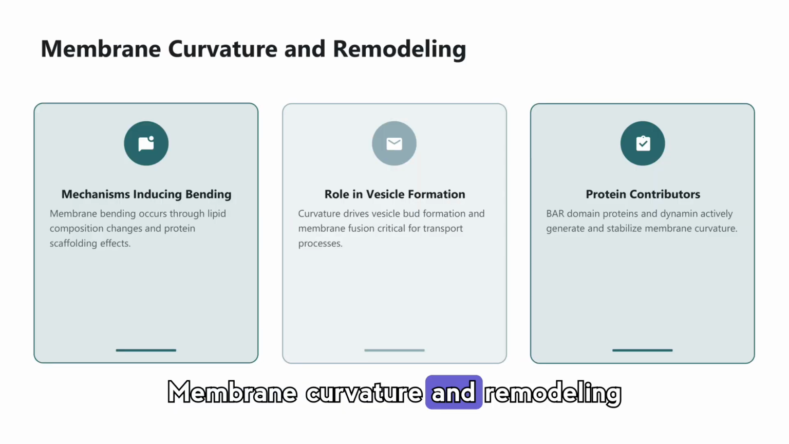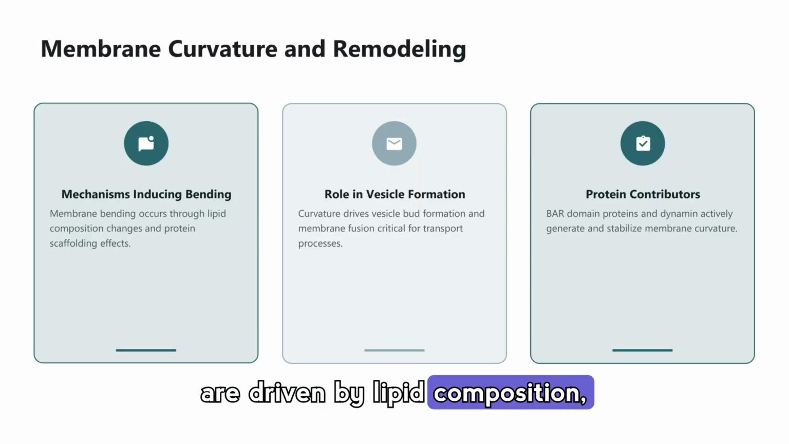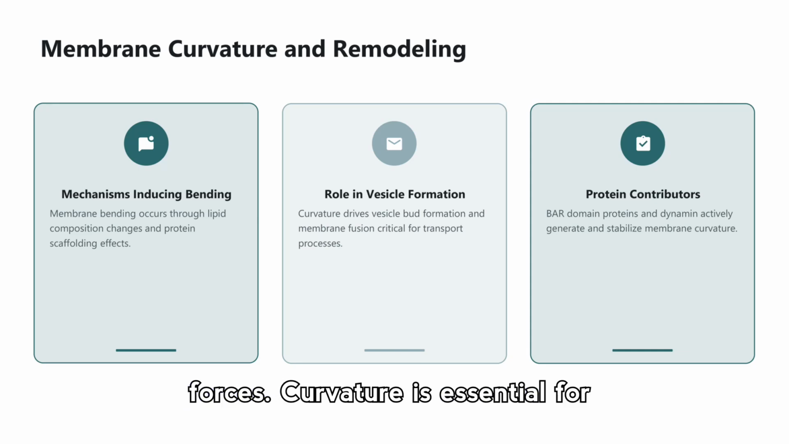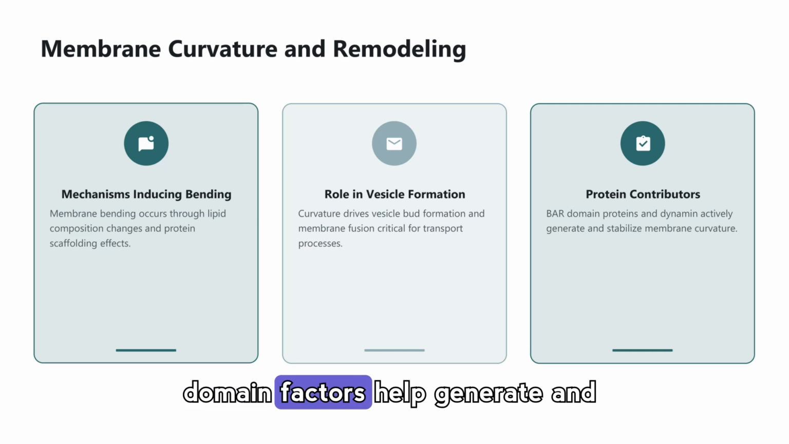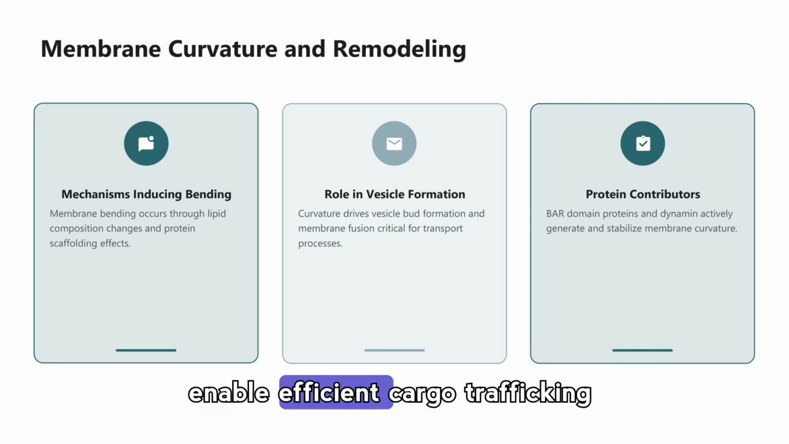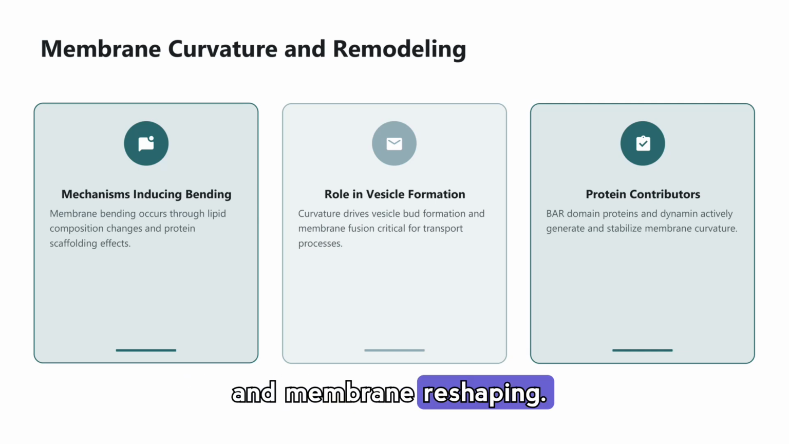Membrane curvature and remodeling are driven by lipid composition, protein scaffolds, and mechanical forces. Curvature is essential for vesicle budding and fusion during transport, and proteins like BAR domain factors help generate and stabilize curved membranes to enable efficient cargo trafficking and membrane reshaping.